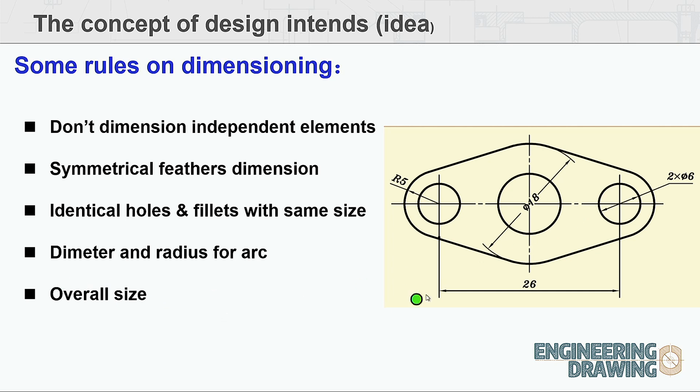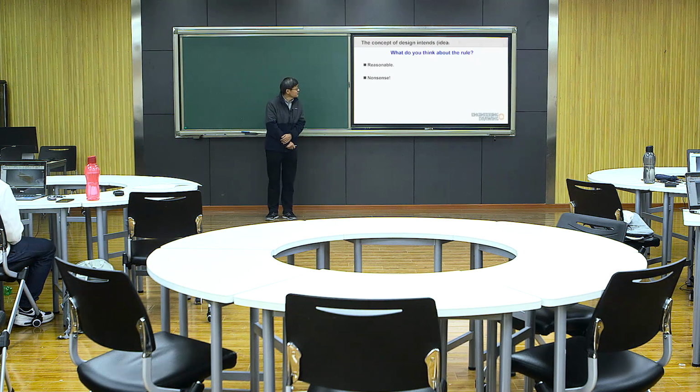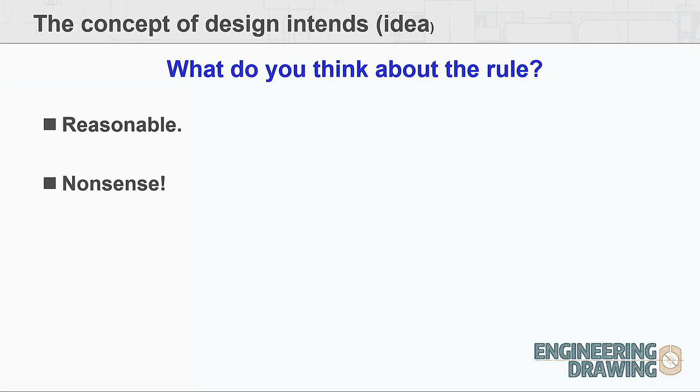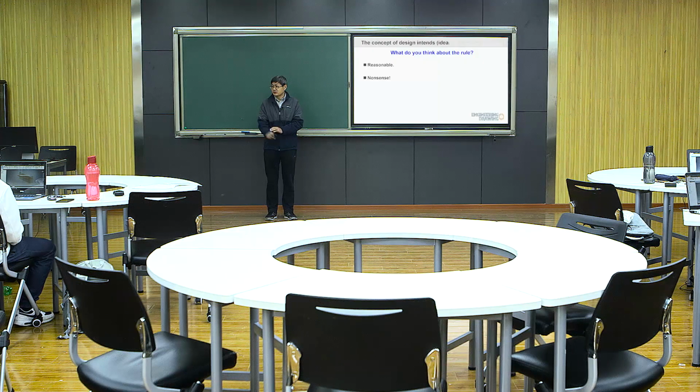And for the overall size, like for this one, we do not dimension the overall size in this direction. Why? What do you think about this rule? Somebody thinks it's reasonable, and somebody thinks it's all nonsense. What do you think? Why is it reasonable? Because by getting the independent dimension, you won't get the exact dimension. So you can take out the symmetrical 2 holes to get the exact. Okay.